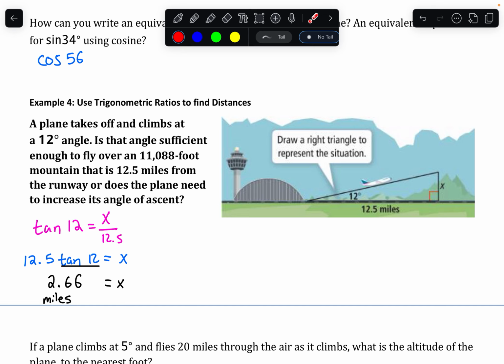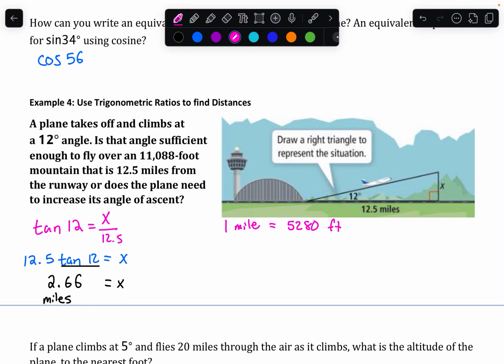If you don't know, one thing that you should be memorizing is the conversion factor between miles and feet, just because we see it very often at this point in school. 1 mile is equal to 5,280 feet. I want you to memorize that, okay? So we'll use that conversion factor.